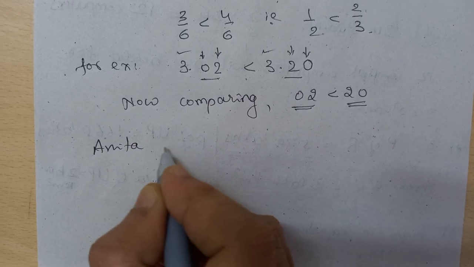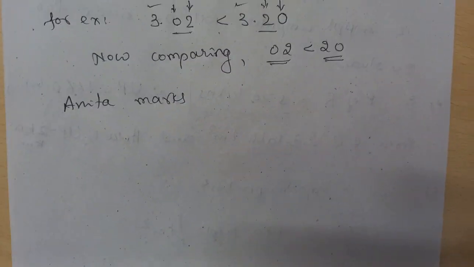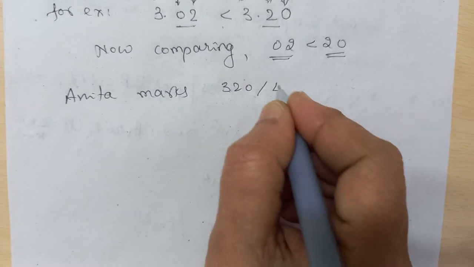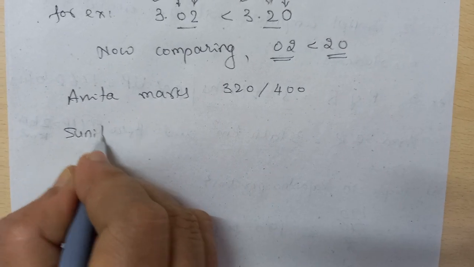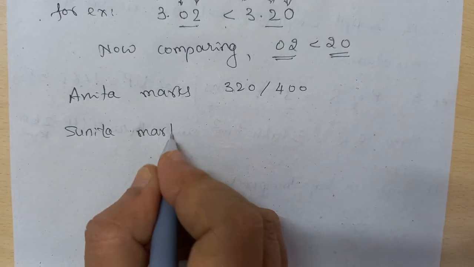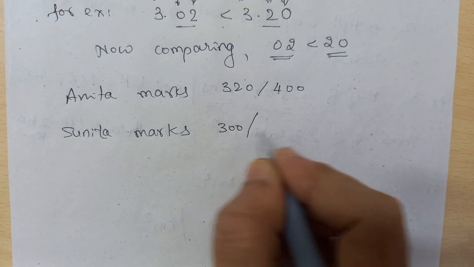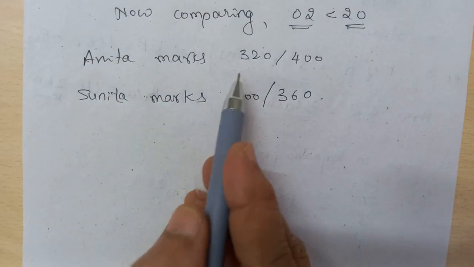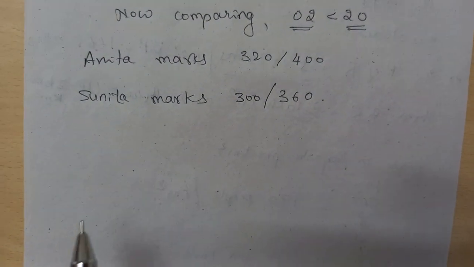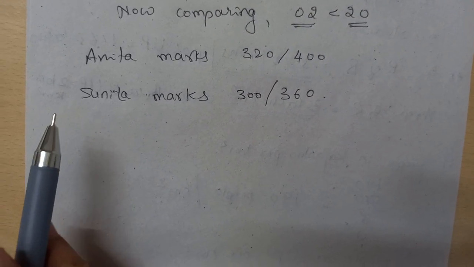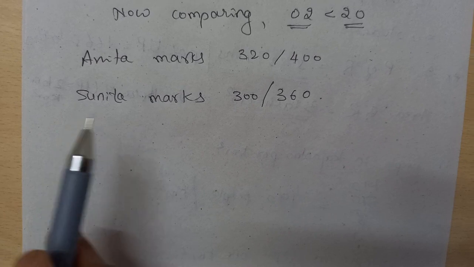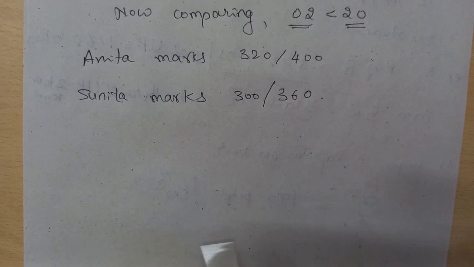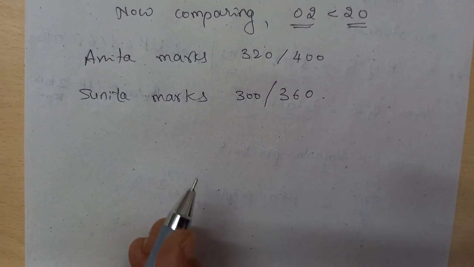Now let us consider the marks of Anita and Sunita. Anita's marks are like this: 320 out of 400. And Sunita scored 300 out of 360. By observation, we can say that Anita has scored 320 and Sunita scored 300. But what did Anita say? She said that she has done better as she got 320 marks, whereas Sunita got only 300, because 320 is greater than 300. Can we compare like this?